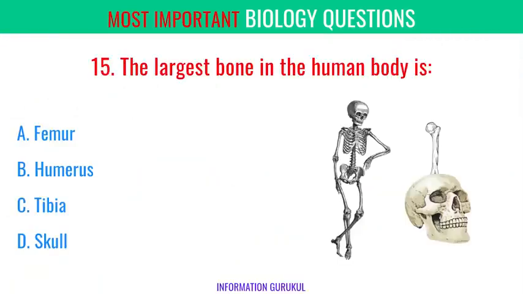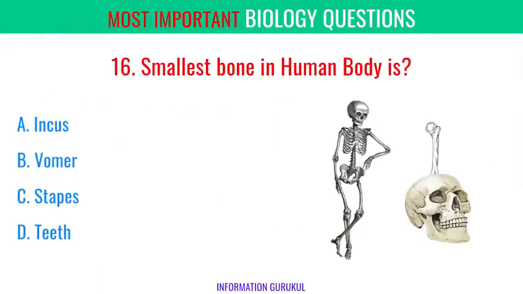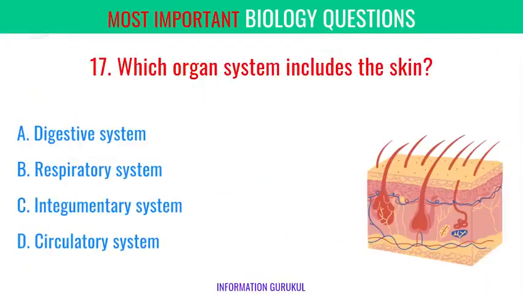The largest bone in the human body is femur. Smallest bone in human body is stapes. Which organ system includes the skin? Integumentary system.